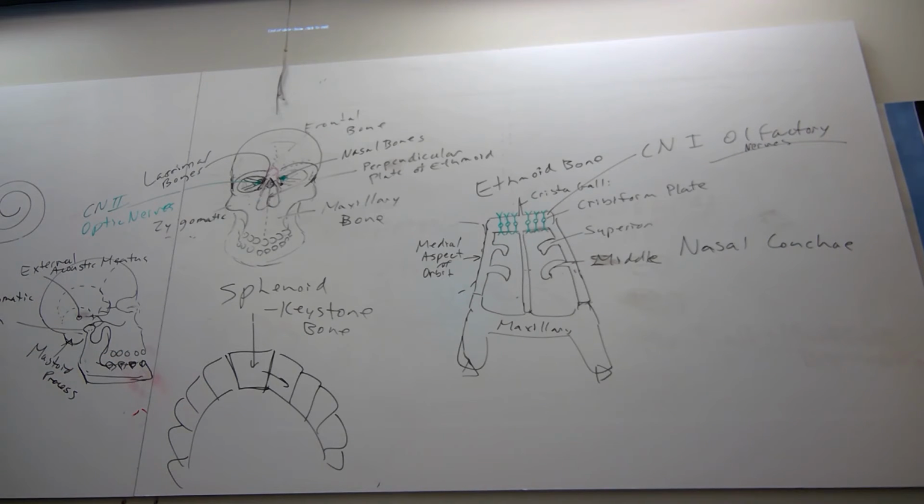Yeah, that's right. So guys, you see that right there? That's the mandibular condyle. That right there is the ramus. That's the body, that's the angle. And that right there is called the coronoid process.